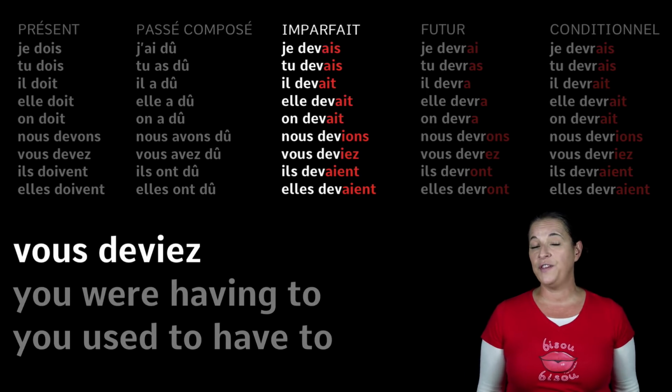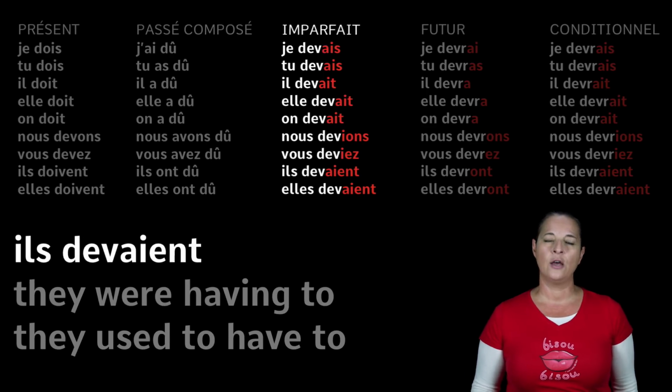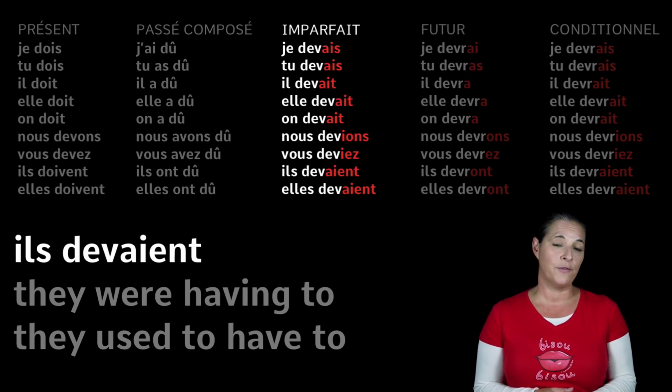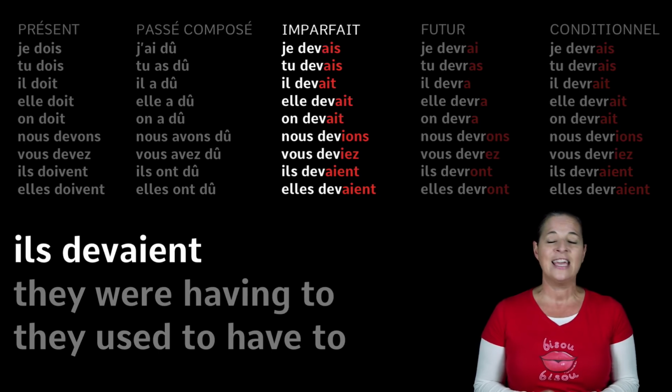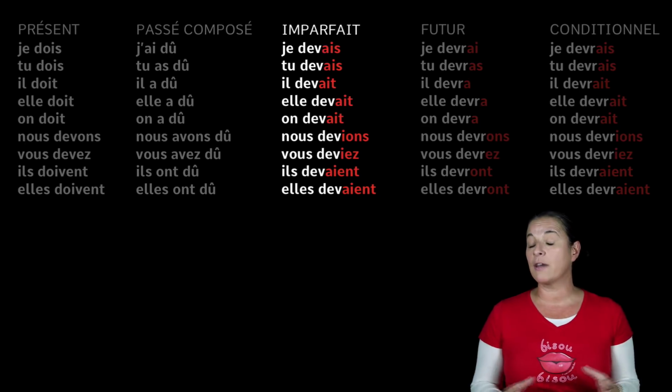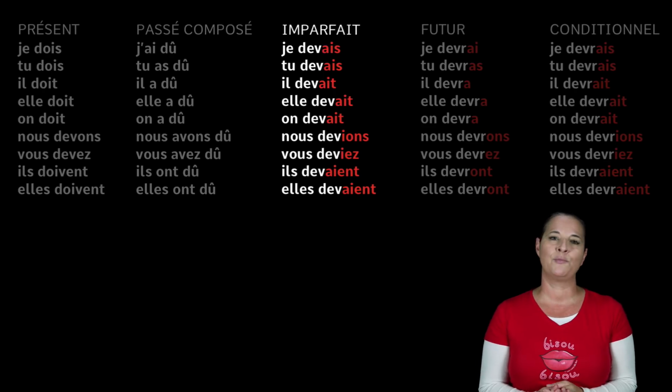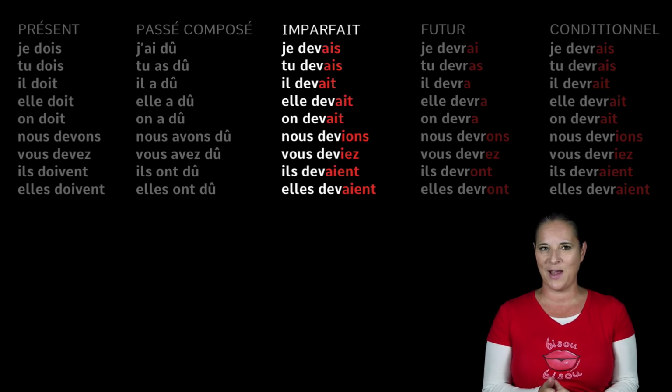Vous deviez. Il devait, they used to have to. And elle devait, they used to have to. And this is for they, obviously the feminine plural version of they. Okay, so I know that it is really hard. Remember that this comes with a support guide with examples as well to put the verb into context.